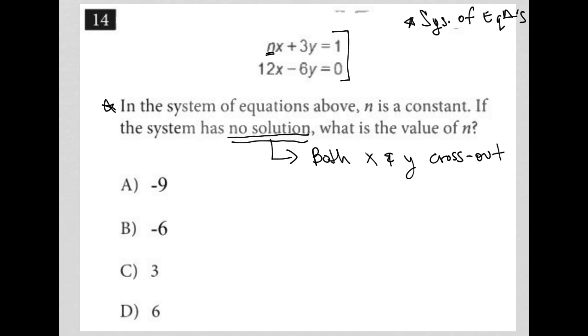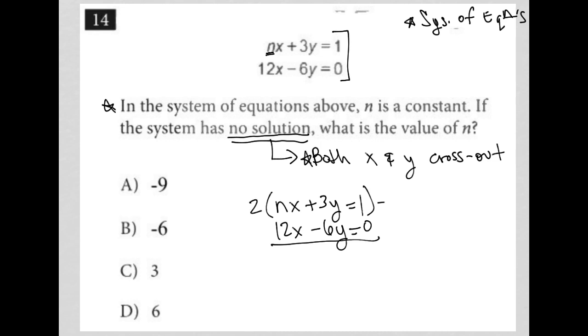So here's an example. Let's write this down: nx plus 3y equals 1 and 12x minus 6y equals 0. So if I know this is true, both x and y must cross out. What can I cross out here? What can I do to eliminate a variable? Well, I can multiply this top equation by 2, and in doing so, I'd have 2nx plus 6y equals 6, and 12x minus 6y equals 0.